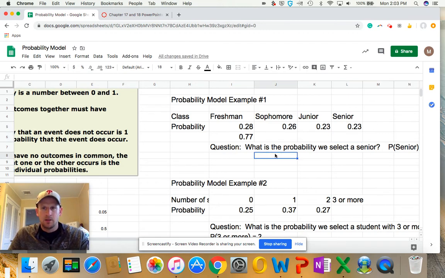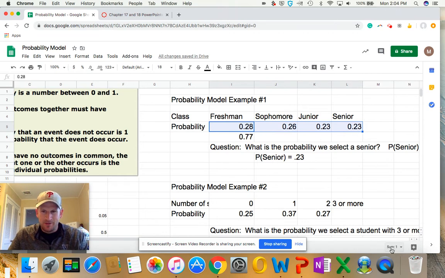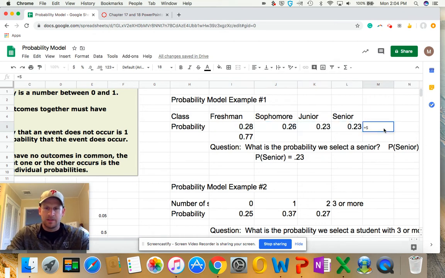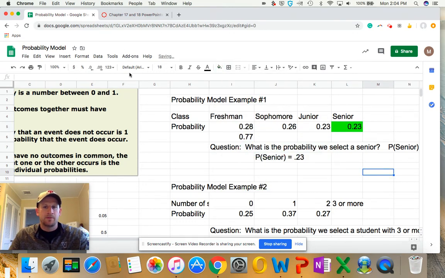So to answer our question, what's the probability that we select a senior? I would say the probability of a senior is equal to 0.23, okay? And you can always check by adding this row up, okay? And notice if you can see it really closely down here, it gives you the sum already. The sum is equal to 1. But if you don't see that, you can always just type in the sum of this row, and we get 1. So we're in good shape, okay? So our answer for that one, again, let's highlight it here, is going to be equal to 0.23, all right?